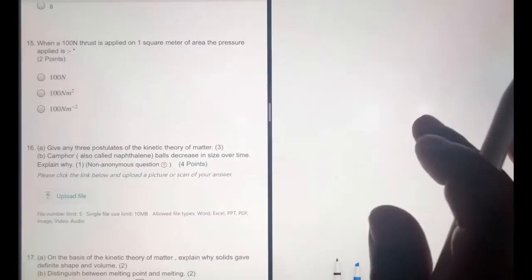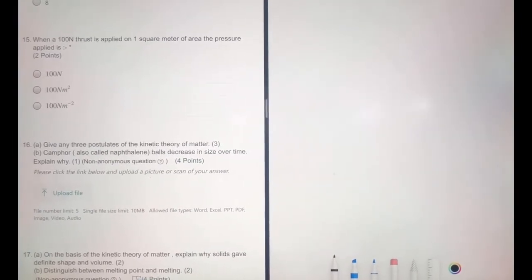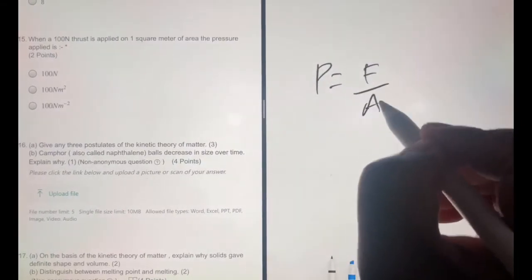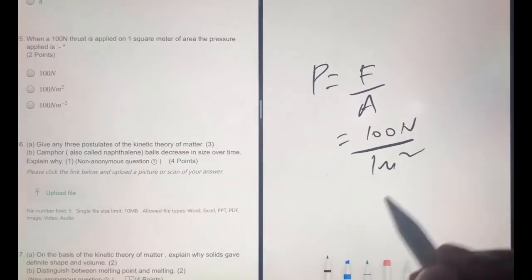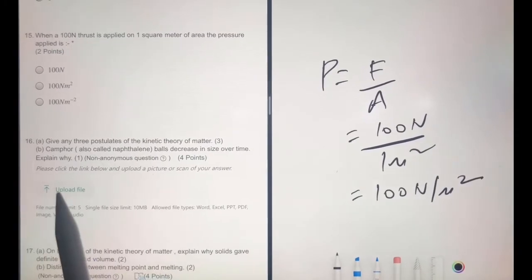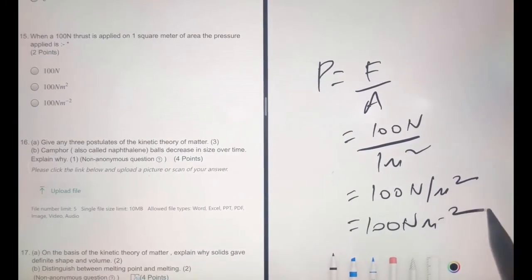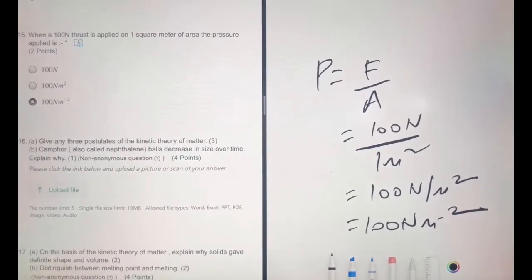Question number 15. When a 100 Newton thrust is applied on 1 square meter of area, the pressure applied is, so pressure is thrust upon area. So this is 100 Newton thrust upon 1 meter square area. So it's going to be 100 Newton per meter square. So it's going to be this option. Like when I write it, I can write it like this. So this option is going to be the correct option for number 15.